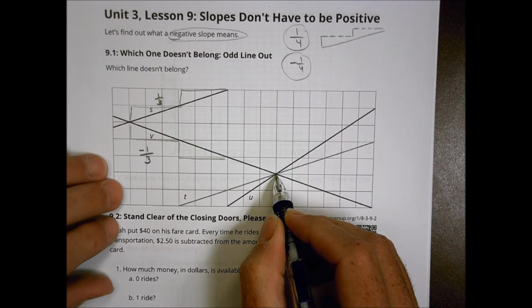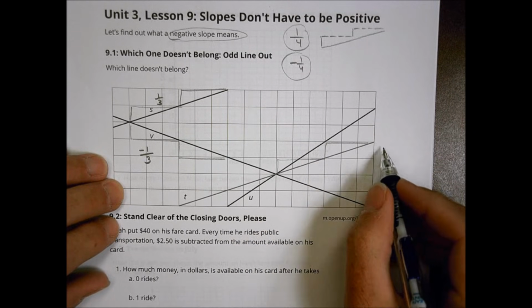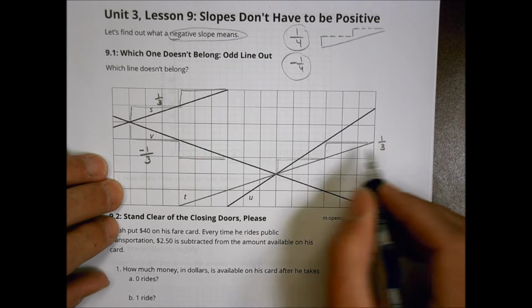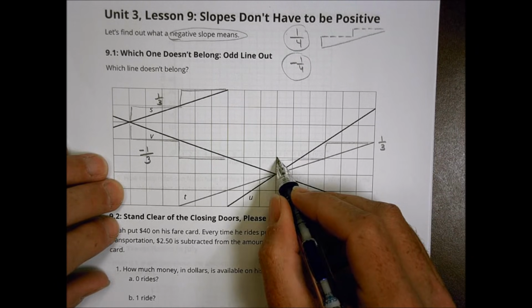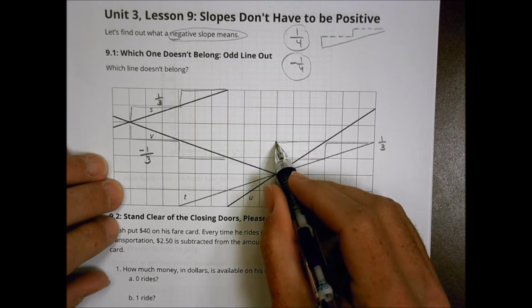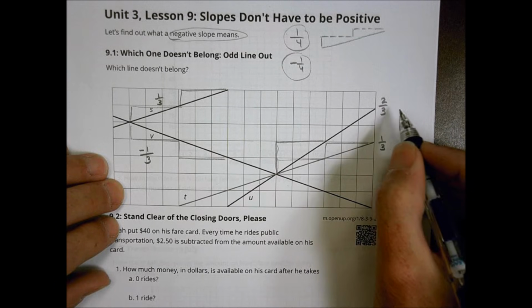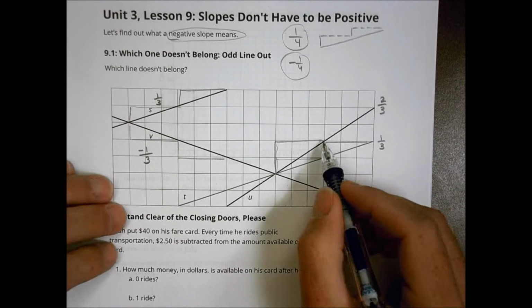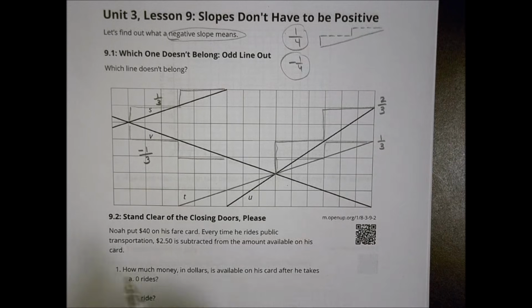The T one seems to be going up 1 over 3, so T also looks like a 1/3. The U one, though, is going up 1, to this point right there. So we're going up 2 over 3. So that's different there. In terms of which ones are the same, which ones are different, which one doesn't belong, that depends on how you look at it.